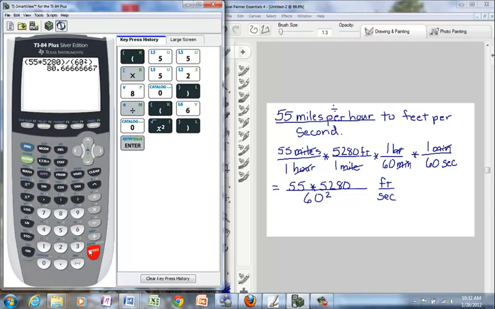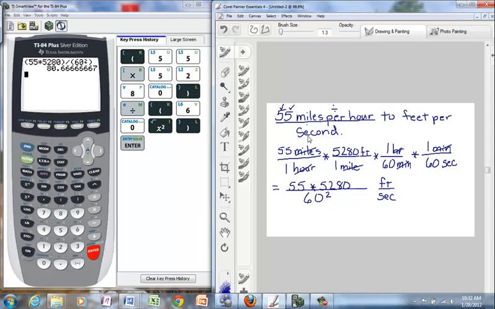Okay, now I need to figure out where to round this number. My original number that I was working with was 55 miles per hour, which has 2 significant digits. So I want to round this off to 2 digits. Because that number is a 6, I'll round that up to 81. And I can write my answer as feet over seconds or as feet per second. Either way.